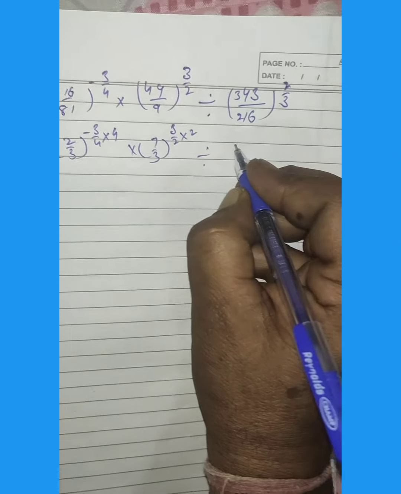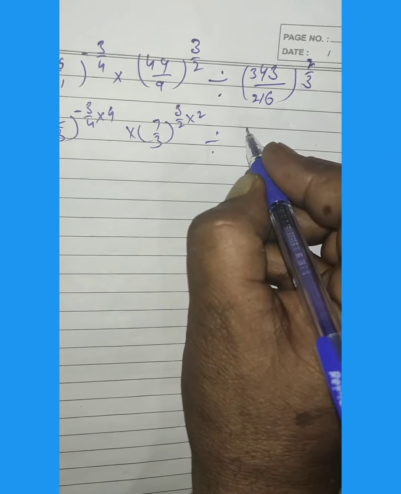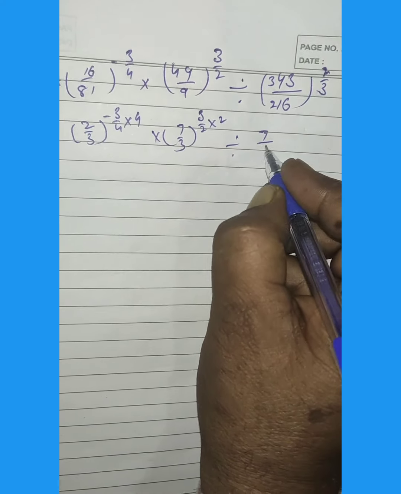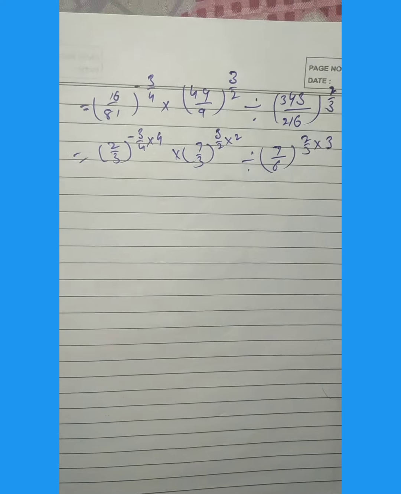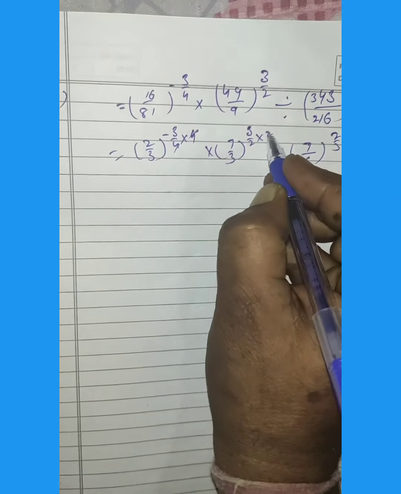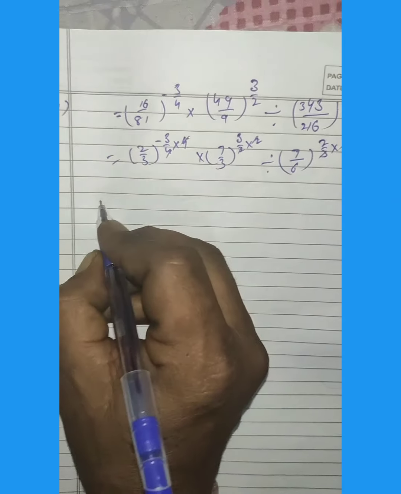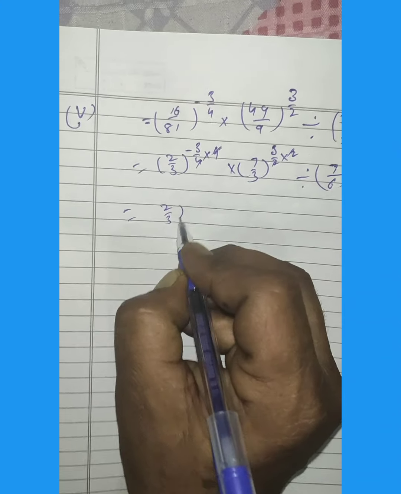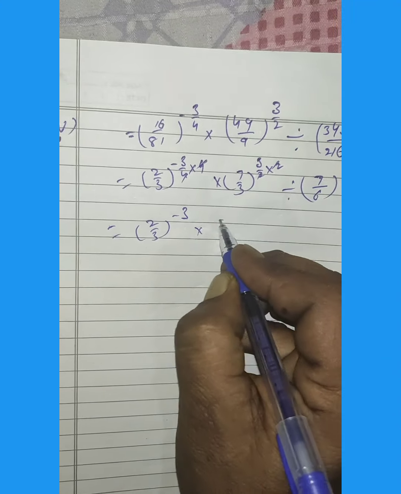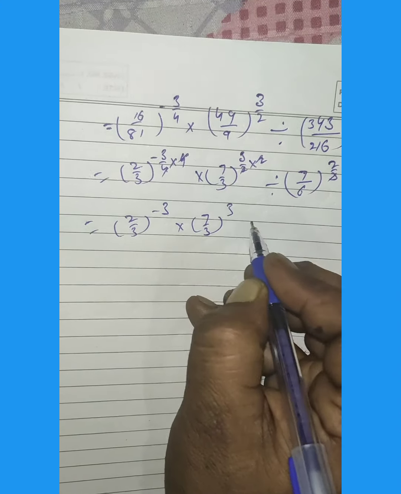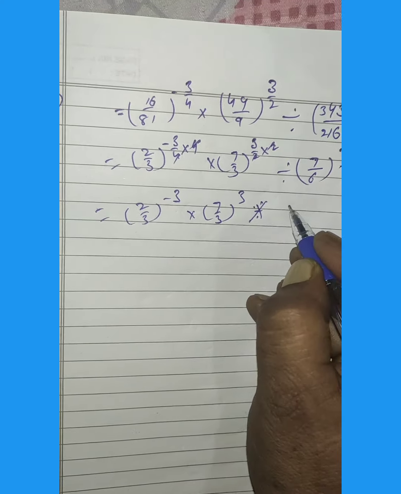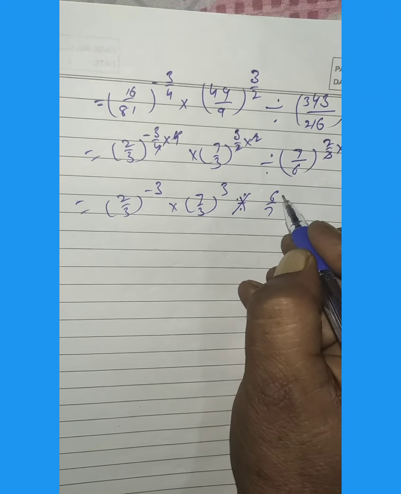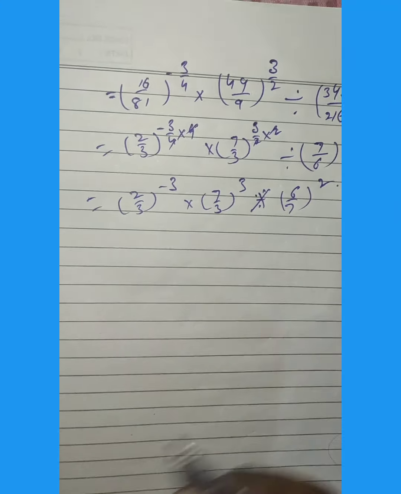divided by 7 over 6 raised to power 2 by 3 into 3. Now 4 cancel, 2 cancel, 3 cancel. 2 by 3 raised to power minus 3, 7 by 3 raised to power 3, divided by, change the sign, 6 over 7 raised to power 2.